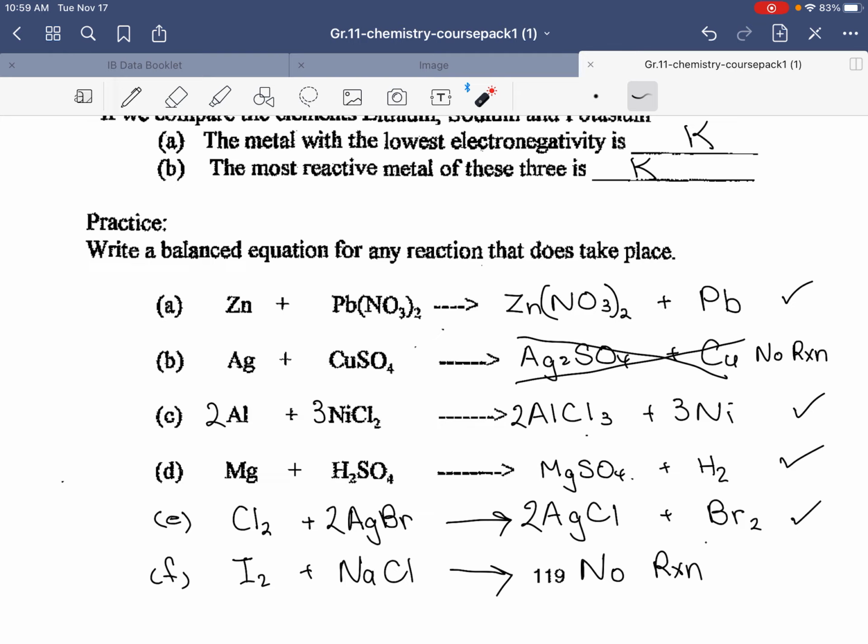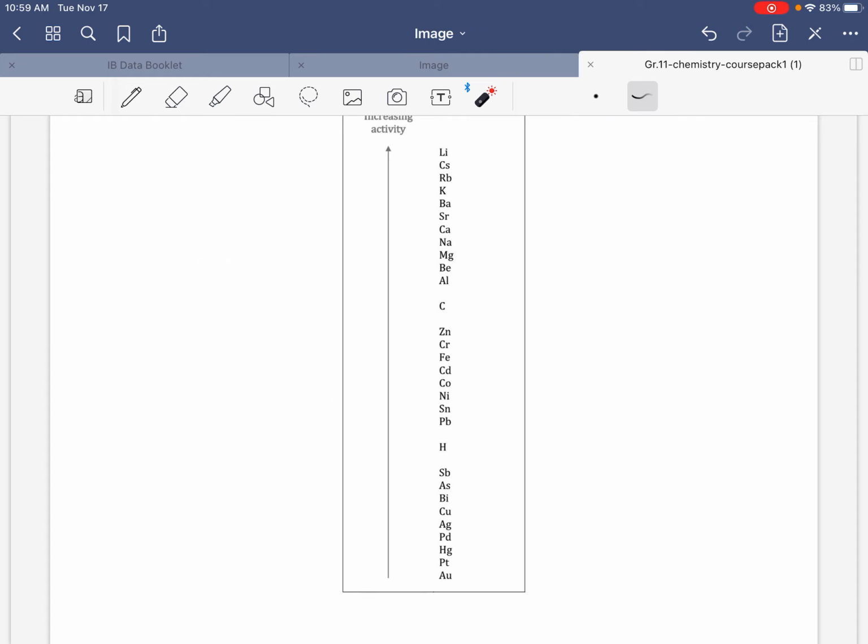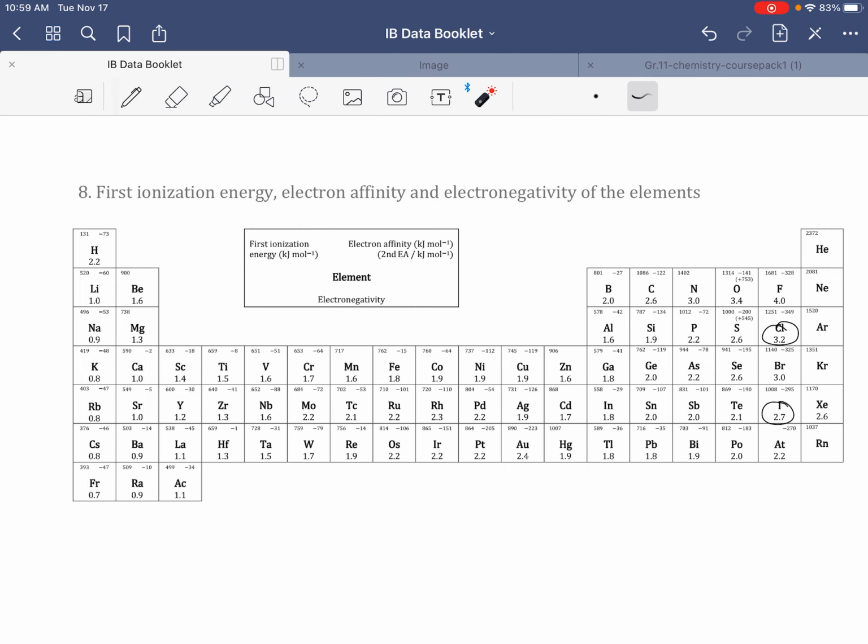All right, so that's single displacement. Make sure you know that not all single displacement reactions will happen. If the displacement is between metals, make sure you check the activity series. If it's between non-metals, make sure you check the electronegativity.